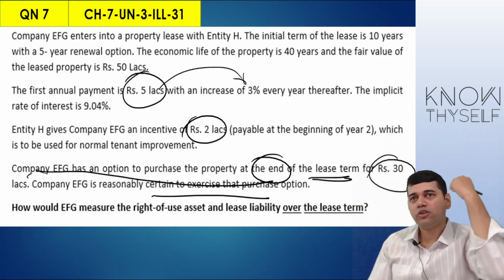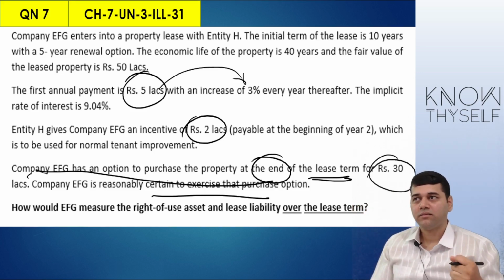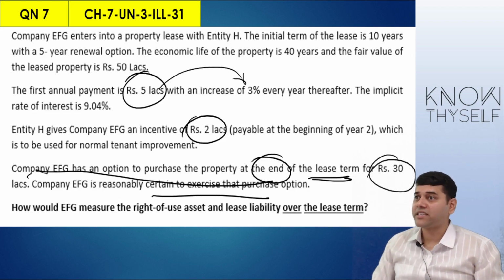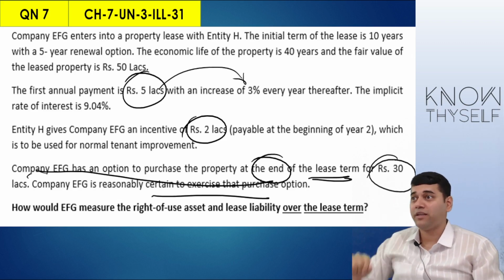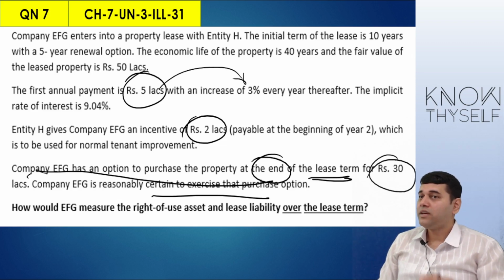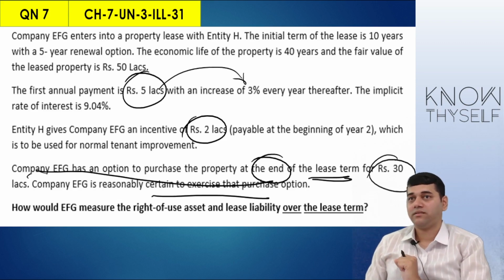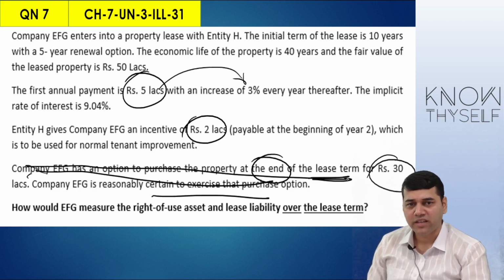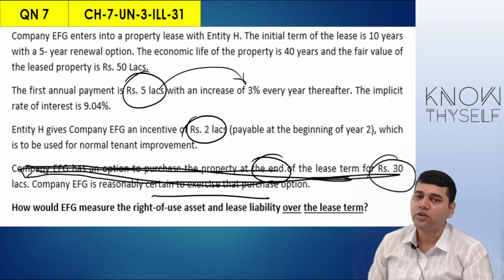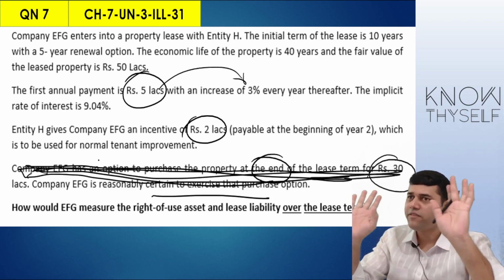At the end of the 10th only they will take it. Because why should I pay 5 years of extra rent again, mad or what? And again I have to pay 30 only after the 15th year. So your lease term is 10 years. Forget it, this sentence is not there. Acquisition sentence is not there. The sentence itself is not there.